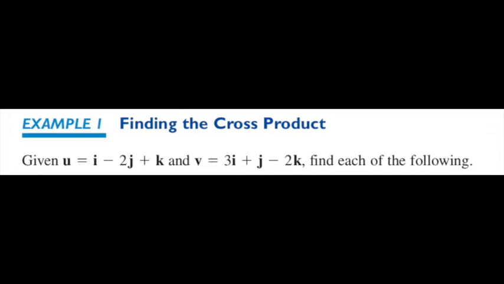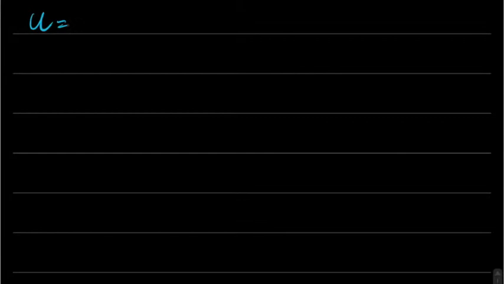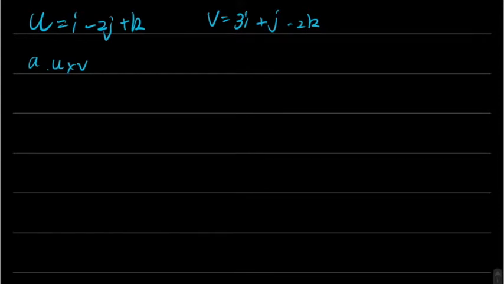Example 1, finding the cross product of given vectors, given u equals i plus negative 2j plus k and v equals 3i plus j minus 2k. Let's go over the solution for this question. U times v, let's put a matrix of i, j, k in the first row, 1, negative 2, and 1 in the second row, and 3, 1, negative 2 in the third row.